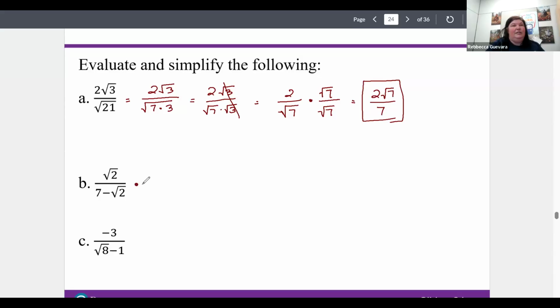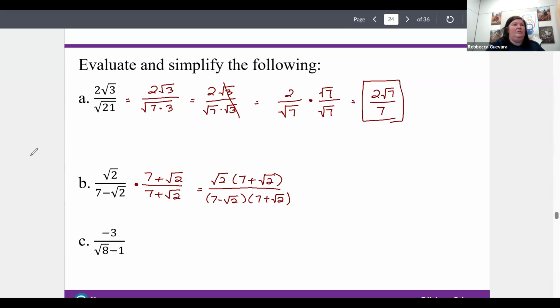So here, the conjugate, we have 7 minus square root of 2, so we'd have to multiply by 7 plus square root of 2. And we do that to the top and the bottom. And notice you have that square root of 2 up here. That one's fine. We don't have to worry about that one. We can have square roots in the numerator. So what we're going to have is square root of 2 times 7 plus square root of 2 on top. And on bottom is 7 minus square root of 2 times 7 plus square root of 2.